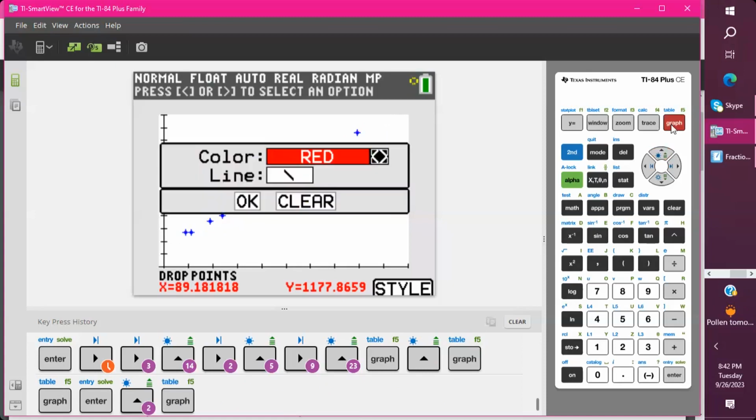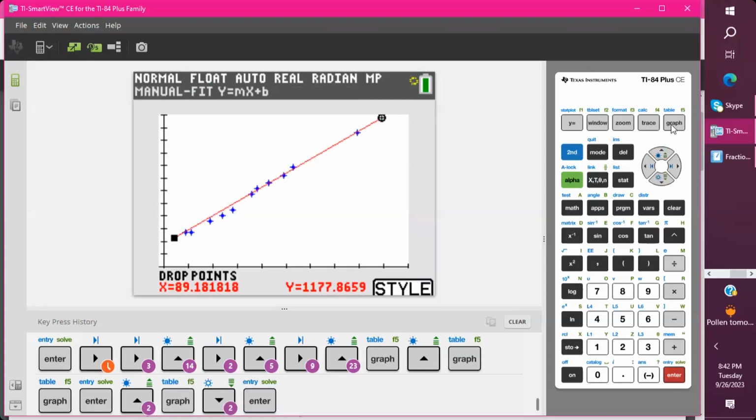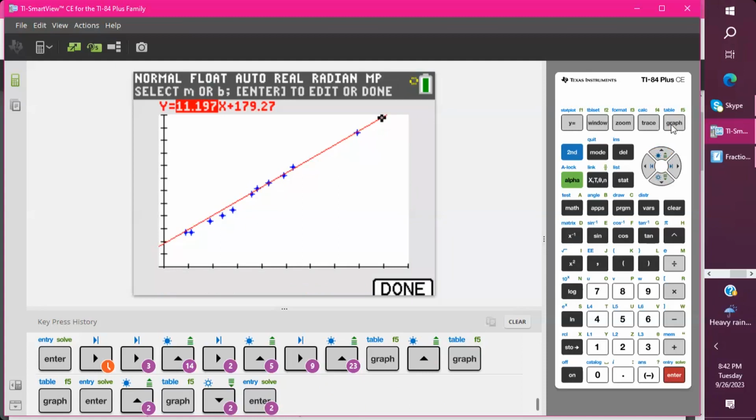I'm not sure what I've done here. Okay, I've dropped my point. I hit my second point. If I think that is a line of fit, I guess I forgot to hit my second point and enter it, and that's why it didn't happen.